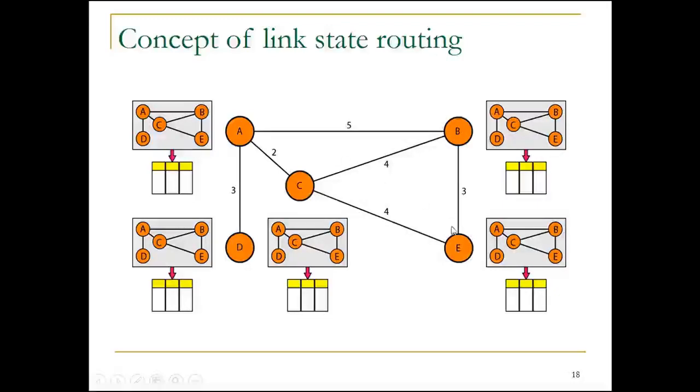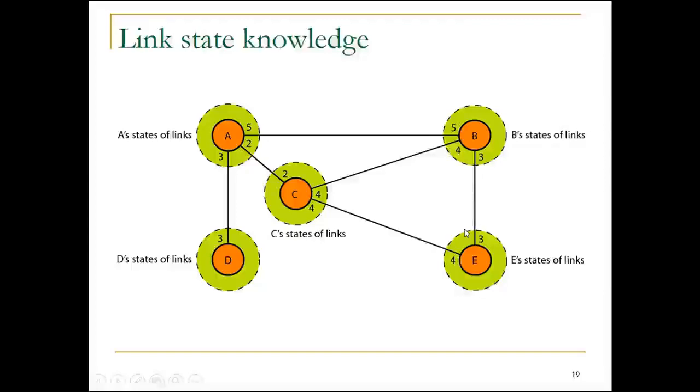Are we following? So we have A, B, E having a higher cost metric for moving a packet from A to E as compared to using a path that goes from A, C to E, which has got a 6 cost metric as compared to the 8 on the other side. We good?